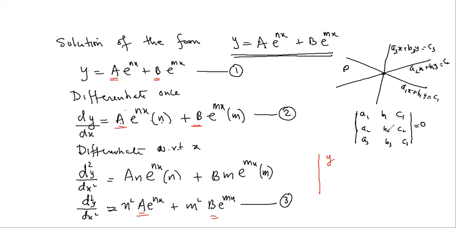You know that if I interchange the columns, no problem. a will not be there. e raised to nx will be there. b will not be there. e raised to mx will be there. dy by dx, second equation, dy by dx will be there. n e raised to nx, m e raised to mx. Second derivative, third equation, n square e raised to nx, m square e raised to mx. All of you agree with this?